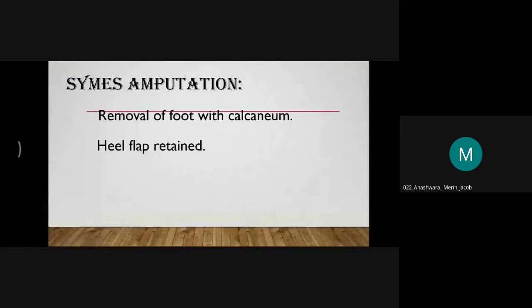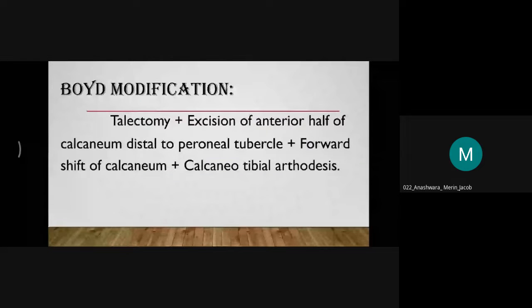So at the ankle joint, if we do a Syme's amputation, we remove the entire foot with the calcaneum also. The tibia, fibula and talus will be retained with some soft tissue. That soft tissue which we retain is called the heel flap. This is what we did in the traditional olden days. Then there is a modification of the Syme's amputation, which is the Boyd amputation.